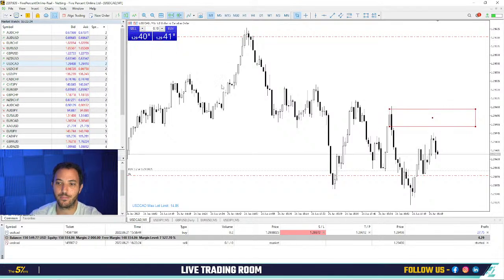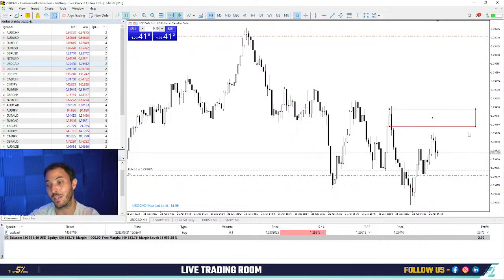So now this time there's no area of interest to retest and then continue higher. There's just nothing here to tell me the market is going to stop and reverse to the upside.